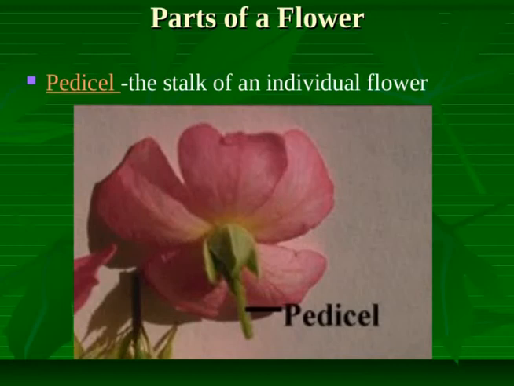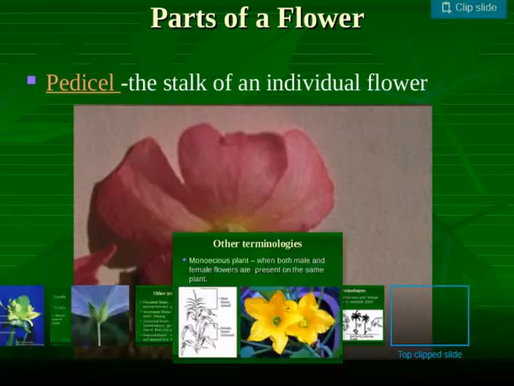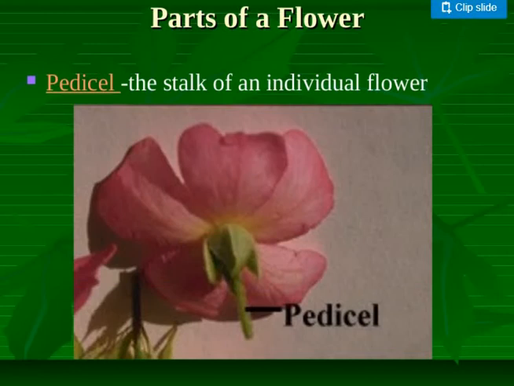So in this session, we will discuss floral morphology. Let's see what the parts of a flower are. The stalk of a flower is called the pedicel, and a flower which has a pedicel is called a pedicellate flower, and a flower which does not have a pedicel is called a sessile flower.